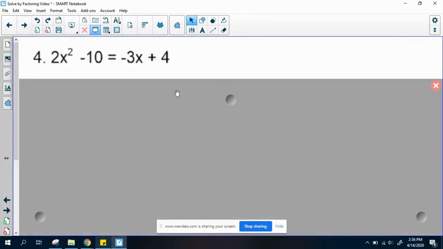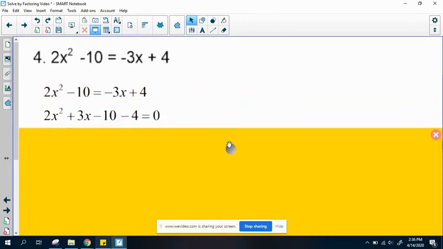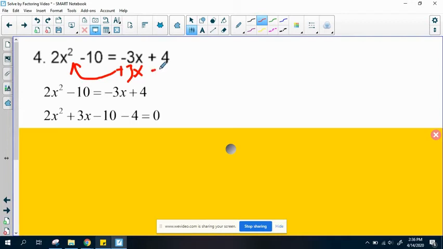All right, number 4. Now, I need to move everything over, but this time there's also a little thing to combine, okay? So what I'm going to do is add the 3x over because it's being subtracted. And when I do that, I'm going to squeeze it in between the 2x and the 10. But at the same time, I have to subtract 4, but there's already a number over here. So in reality, I actually have to combine the -10 and the -4.